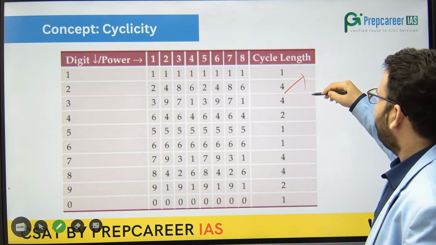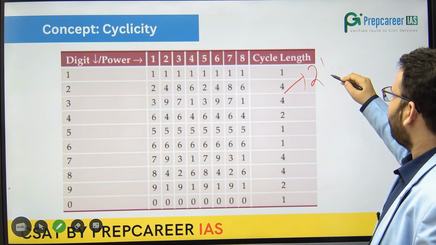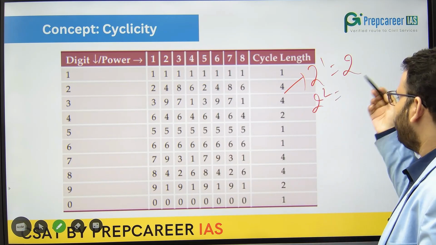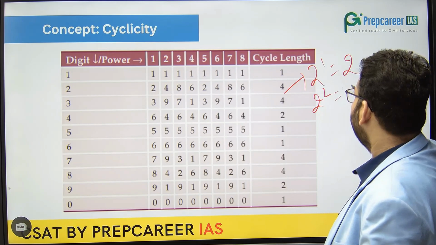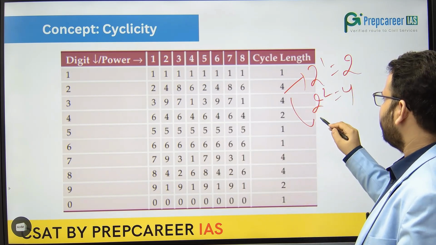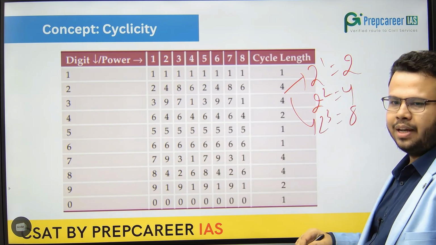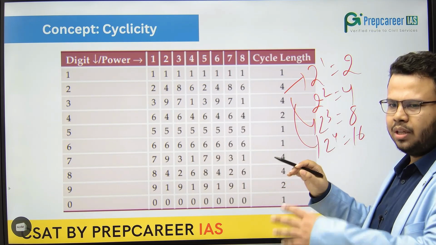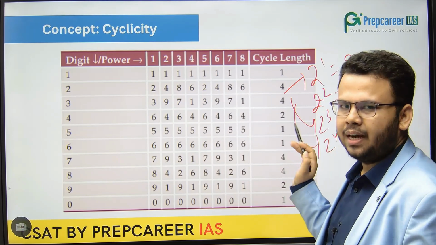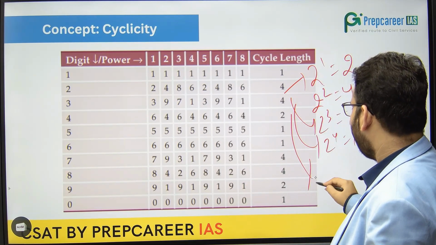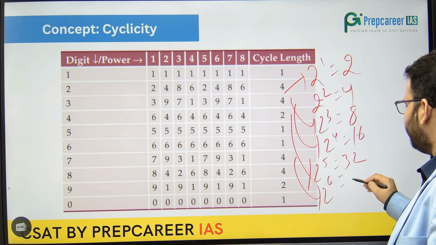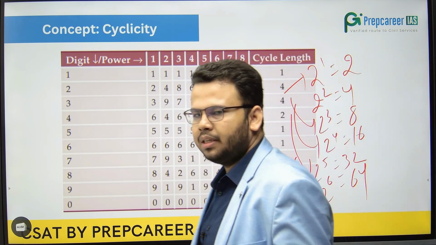Suppose 2 is the number. 2 to the power 1 is 2. 2 to the power 2 will be 4. 2 to the power 3 will be 8. 2 to the power 4 will be 16, by basic multiplication. Now 2 to the power 5 is 32. 2 to the power 6 is equal to 64. Now you can witness a pattern.